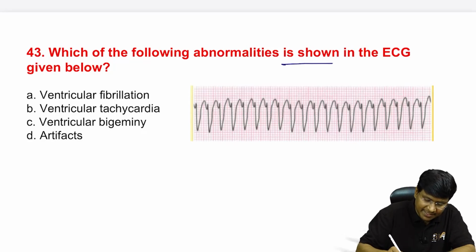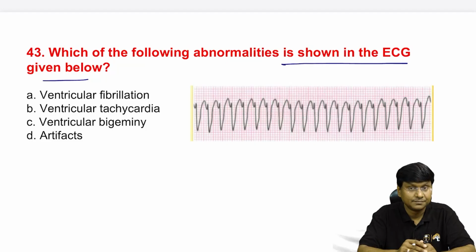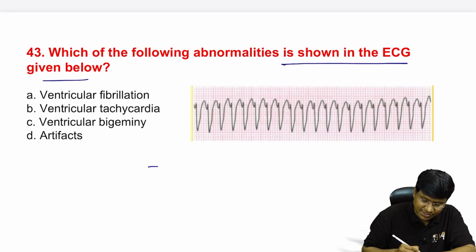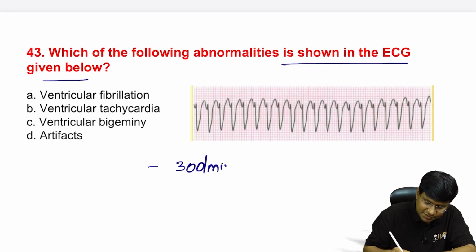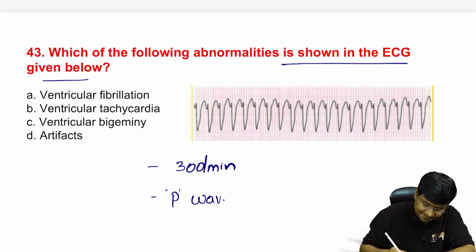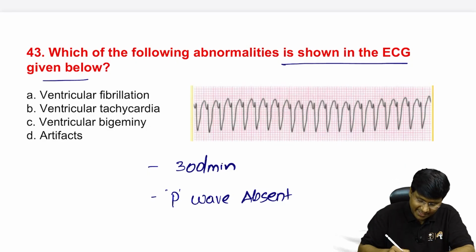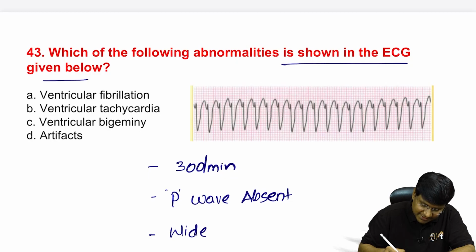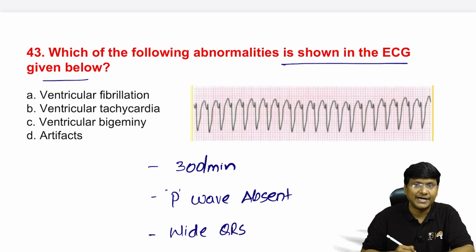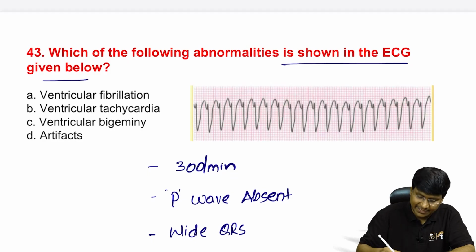Now, which of the following abnormalities is shown in the ECG given below? The options are ventricular fibrillation, ventricular tachycardia, ventricular bigeminy, artifacts. Now, what is the description of this ECG? First and foremost, there is tachycardia, the heart rate is around 300 per minute. Second important point is the P wave is absent, which means the origin of the impulse is not from the atria but from the ventricle. And you have the presence of wide QRS complexes.